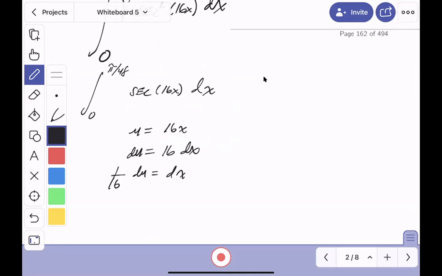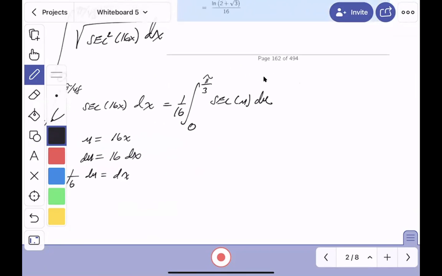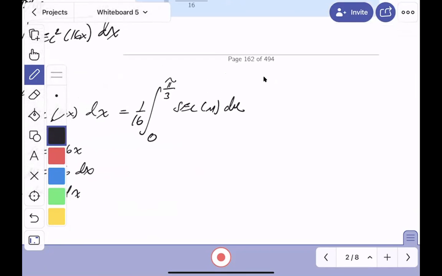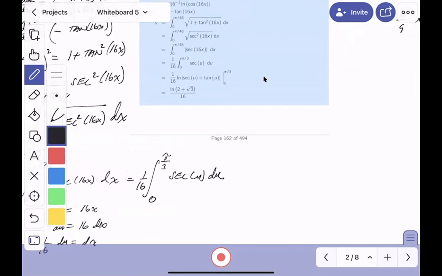Now let's write this down. And what's that going to give me? Well, if x is 0, u would be 0. And if x is pi over 48, it would be pi over 3. And I get secant of u. Now what's dx? It's 1/16 of a du. Now, by the way, this is where I would say a lot of students would get stuck. They say, I can't go on. Walk away. Or raise your hand and say, hey, what's the antiderivative of the secant? And I would tell you.